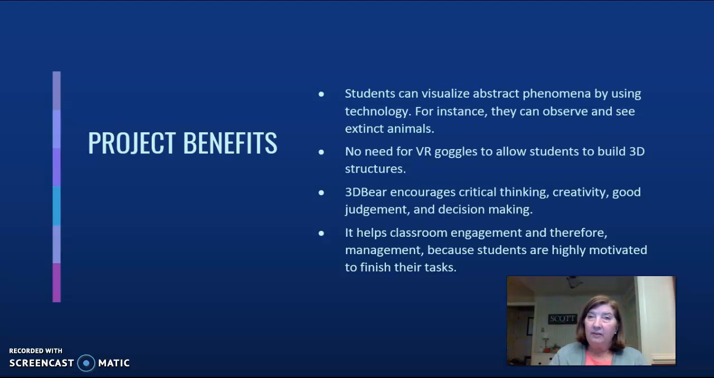Another benefit is there is no need for purchasing virtual reality goggles. You can have the students build 3D structures without those very expensive goggles. Another benefit is that 3DBear encourages critical thinking, creativity, good judgment, and good decision making. It helps classroom engagement and therefore classroom management because students are highly motivated to finish their tasks.